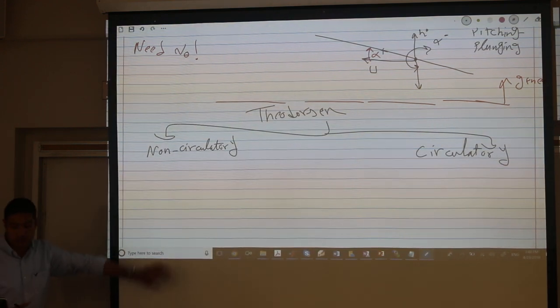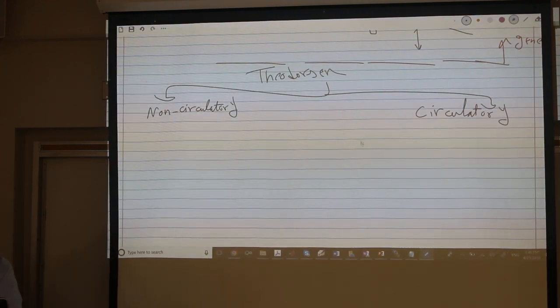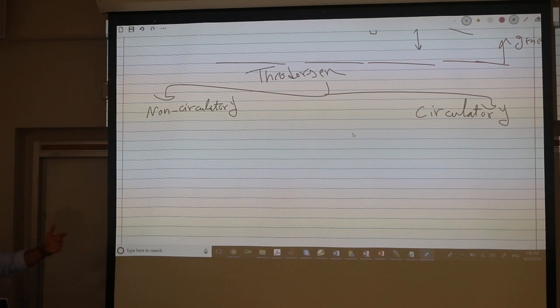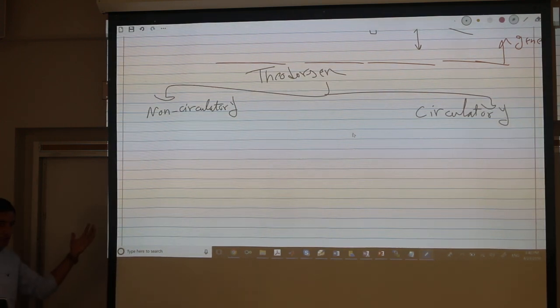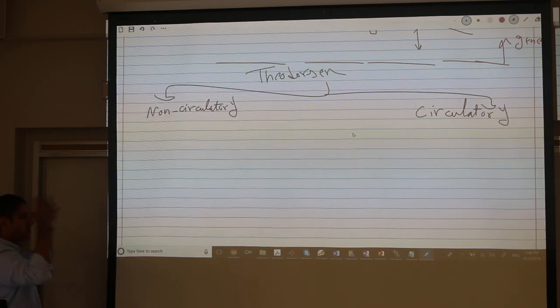Hopefully today we will finish the non-circulatory, so we'll postpone the circulatory to next time. This is not a unique way of doing it. You can have both loads combined together as the total, the net lift. But I like this decoupling because we can get some physics out of it. This is the way he did it.